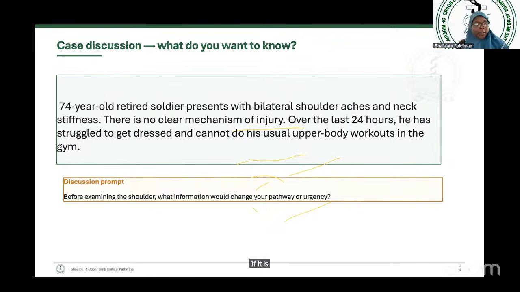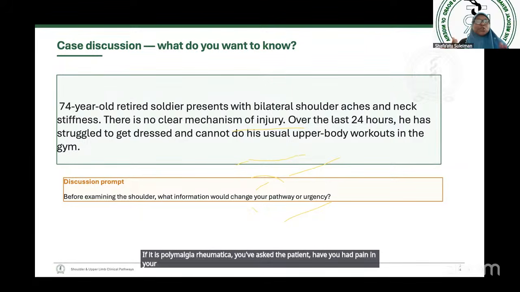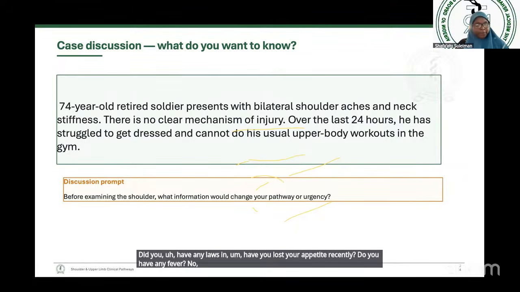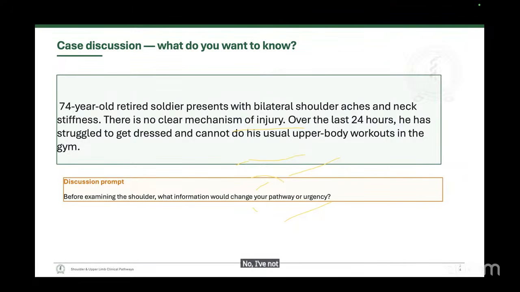If it is polymyalgia rheumatica, you've asked the patient, have you a pain in your hip? He said, no, there is no pain in my hips. Have you lost your appetite recently? Do you have any fever? No, I don't have fever. No, I've not lost appetite.